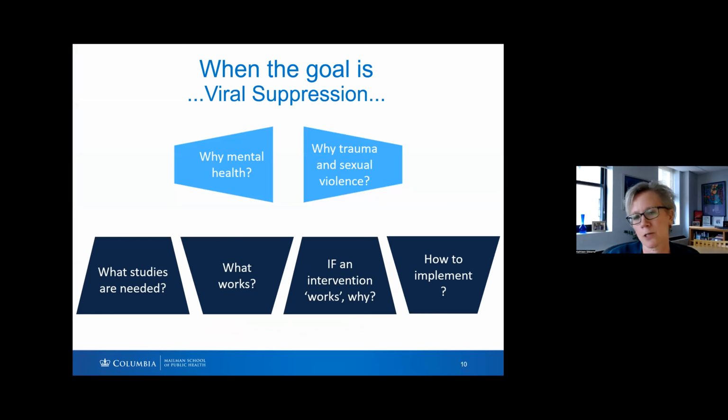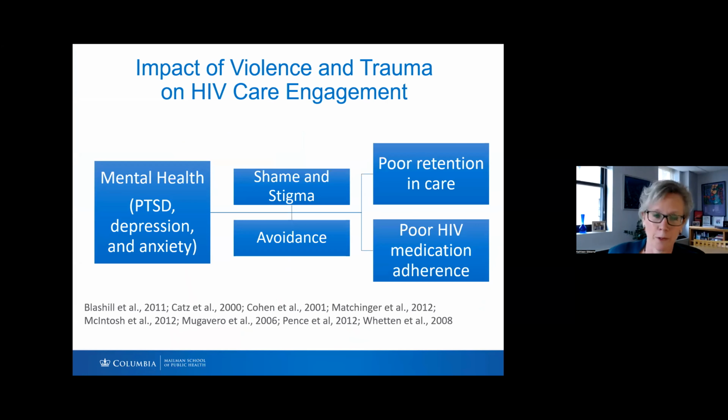The thinking of it essentially is what I was just mentioning. If we think about a goal, even for mental health interventions, as viral suppression, first of all, is mental health a good focus for that? And in my own work, why focus on trauma and sexual violence? And I'll get to that and its theoretical and conceptual foundation. But guided by the points below, what studies have been done? What are needed? Do we know what works? And if we know what works, why? And what does that tell us about how to implement? How to certainly be thinking about the hybrid effectiveness implementation models, how we can be much more likely to get this to scale if shown to be effective.